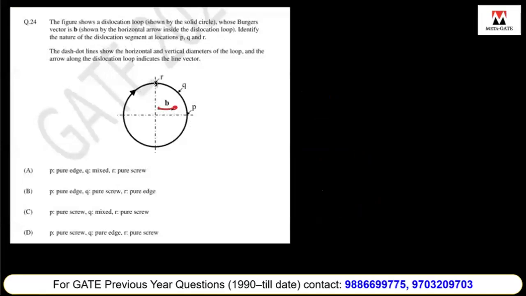Here at R, B bar and R bar are parallel, so R is screw. At Q, it is mixed because it is at a separate angle. Here it is perpendicular, so it is edge dislocation. So P is edge and R is screw. Q is mixed. Answer is A.